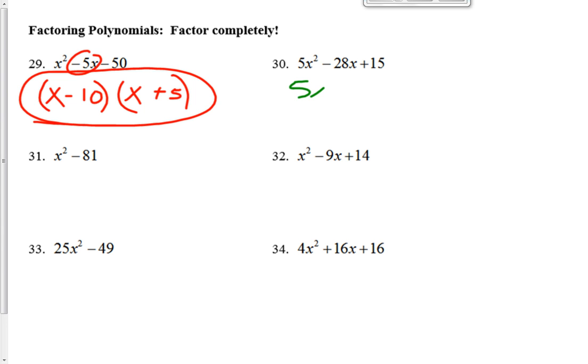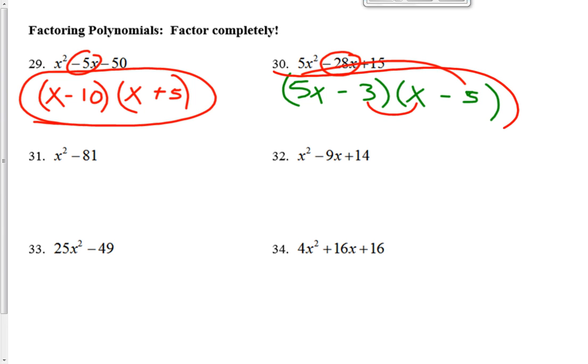Number 30, 5x times 1x gives you 5x squared. 15 if I do a negative 5 over here and a negative 3 right there. A negative 3 times negative 5 is a positive 15. And then we have negative 25 minus 3 gives our negative 28. So for number 30, there's our answer.